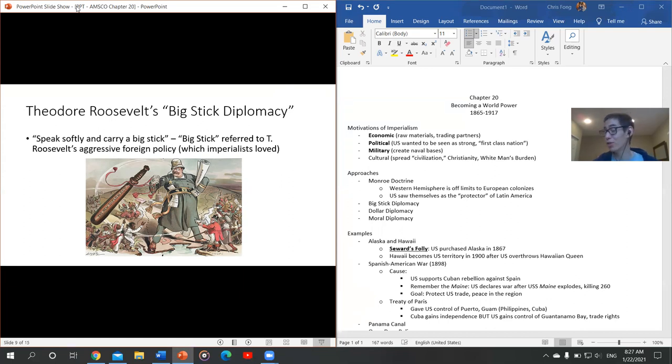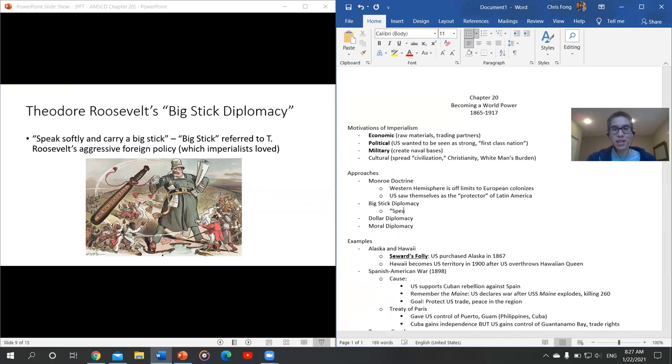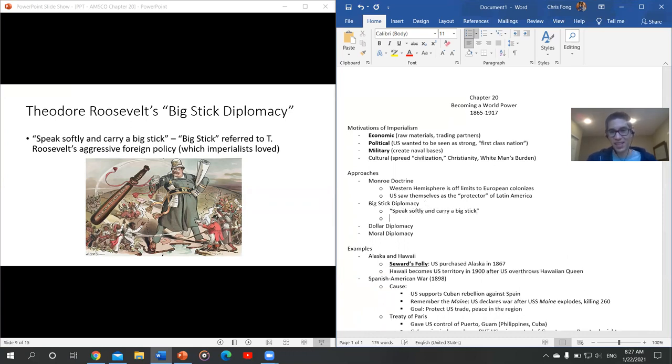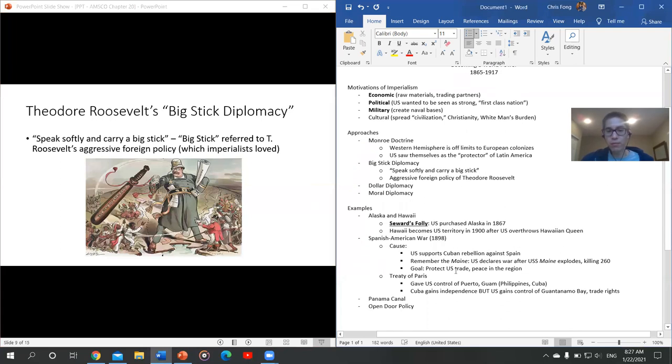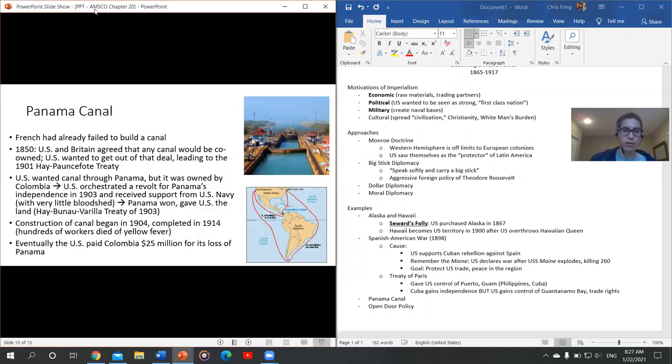Okay, so Teddy Roosevelt or Theodore Roosevelt rose to prominence or rose to popularity during the Spanish-American War. And when he became president in the 1900s, his approach came to be known as big stick diplomacy. And what he said was speak softly and carry a big stick. This was Theodore Roosevelt's basically aggressive foreign policy approach. Carry a big stick, meaning we got to go into these territories and smack them around until they do what we want. And so, you might say that we've already seen an aggressive foreign policy approach versus Spain and versus the Hawaiian monarchy, but we're going to see an even more aggressive military approach to imperialism in the early 1900s with Teddy Roosevelt.